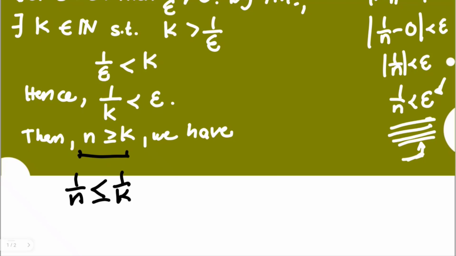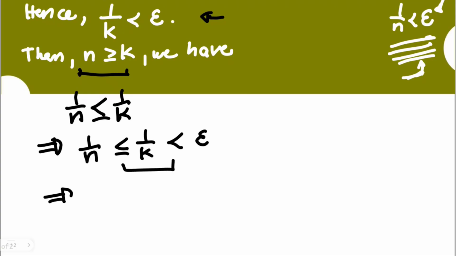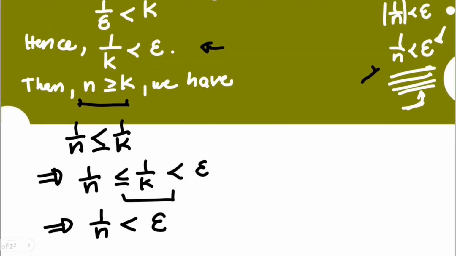But take note, earlier we have established this. Since 1 over k is less than epsilon, you have here 1 over n is less than or equal to 1 over k, that's less than epsilon. Removing this middle here, you will have this form: 1 over n is less than epsilon. So we have arrived at this criteria in order for us to say that the limit of the sequence 1 over n converges to 0, the limit that we have on part of our proof.